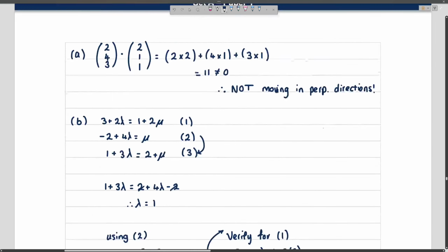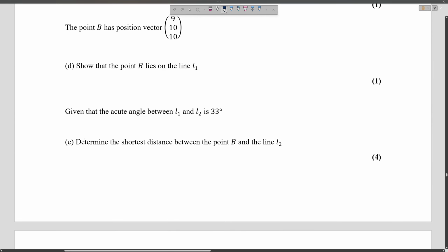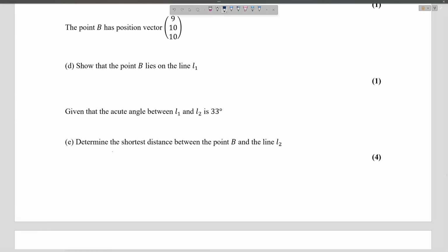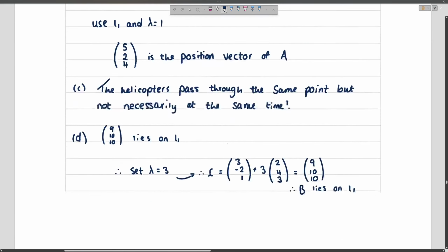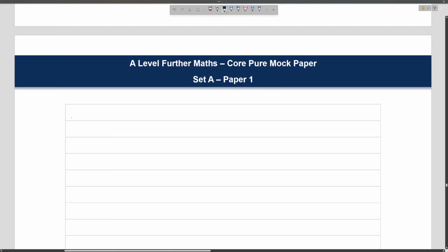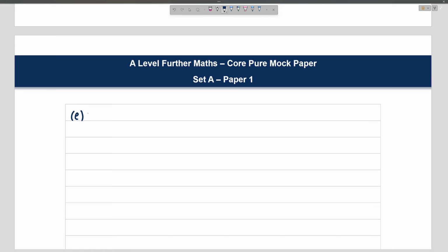And then for the final part of this question here, part E, we're given that the acute angle between L1 and L2 is 33 degrees, and we want to determine the shortest distance between the point B and the line L2. Okay. So to finish with here then for part E, what do we need to do here? Well, all I'm going to do here is just use a bit of trigonometry, right? So for the shortest distance here, so this is from B to L2.